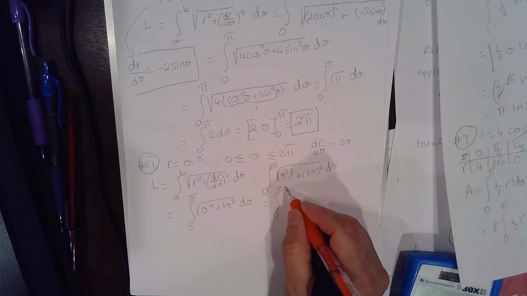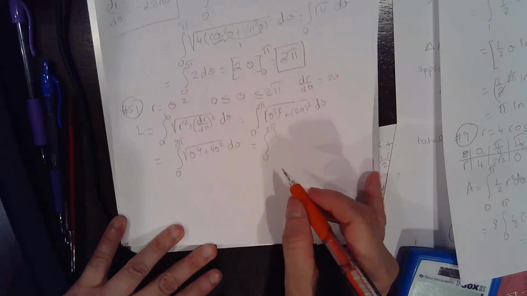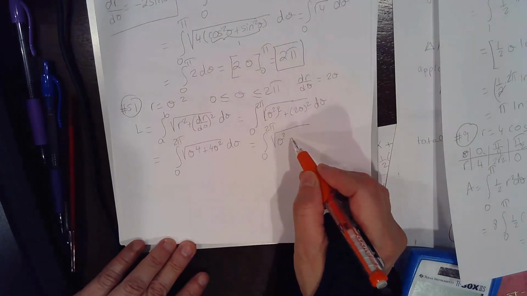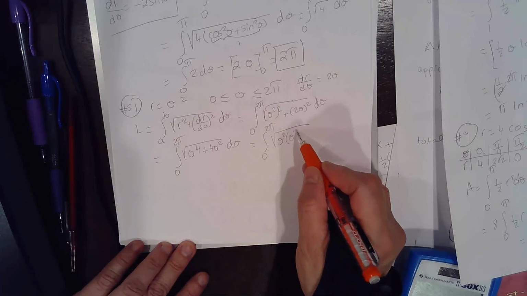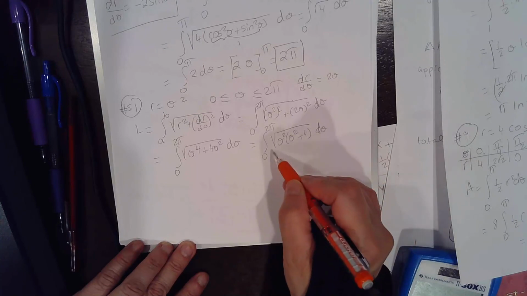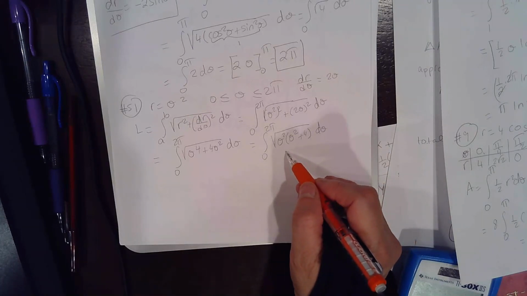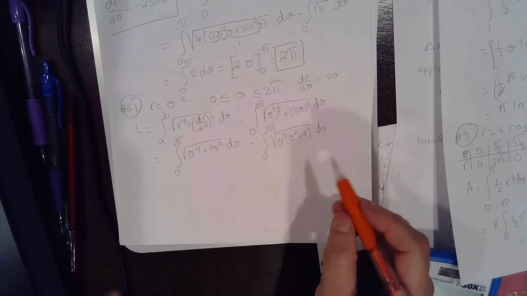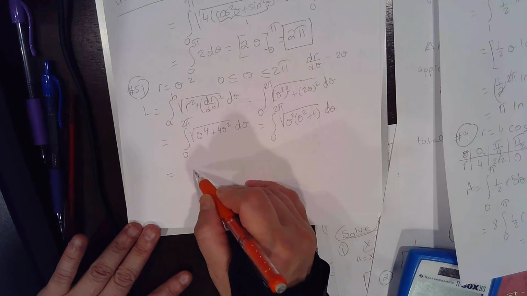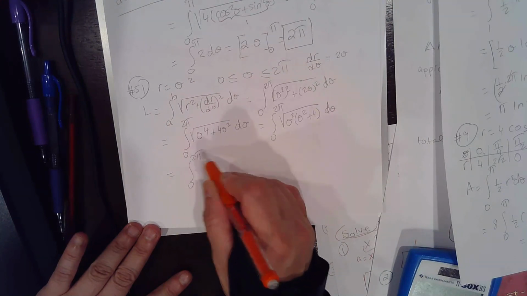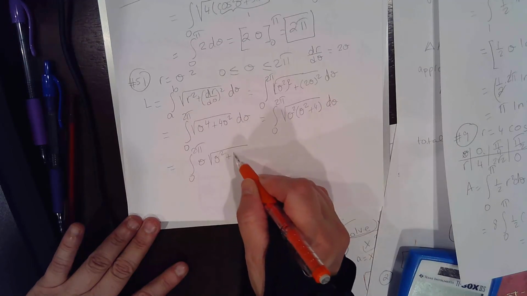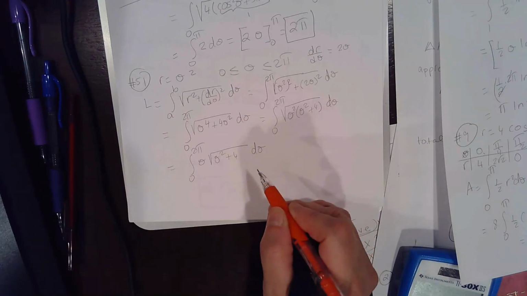So 0 to 2 pi, what do you notice? First of all, we can factor out theta squared. Inside the radical, you get theta squared plus 4, right? So there you have one thing that will come out as theta. So that will give us the integral from 0 to 2 pi of theta times the square root of theta squared plus 4 d theta.